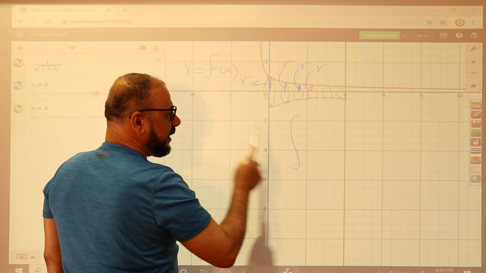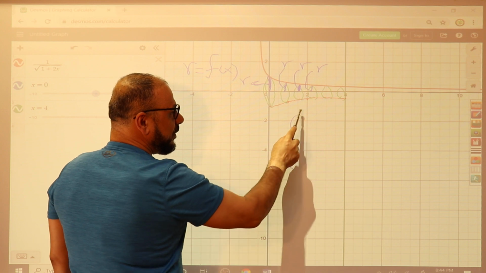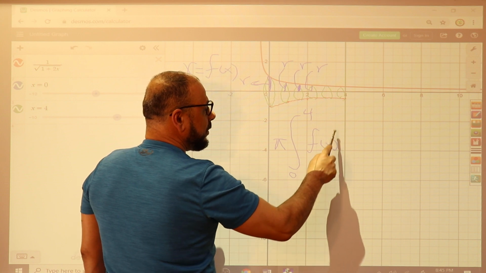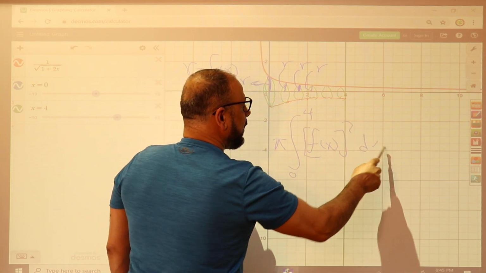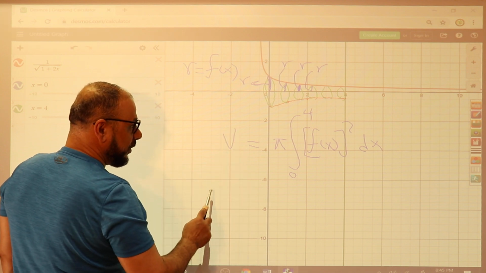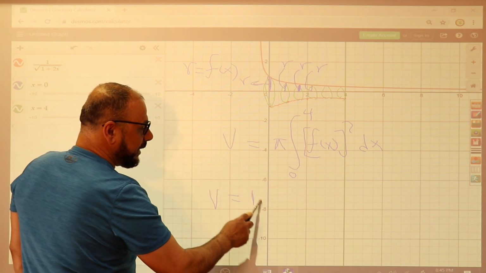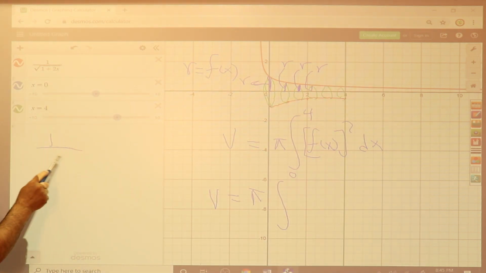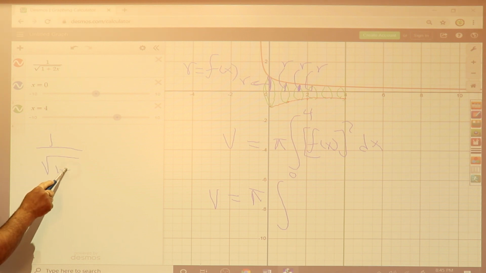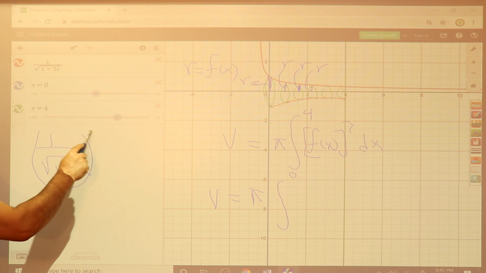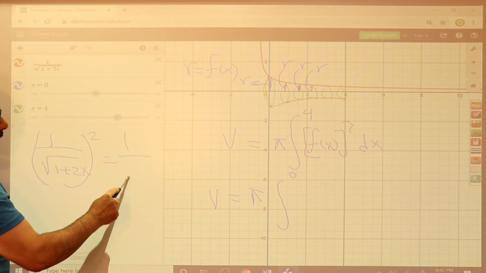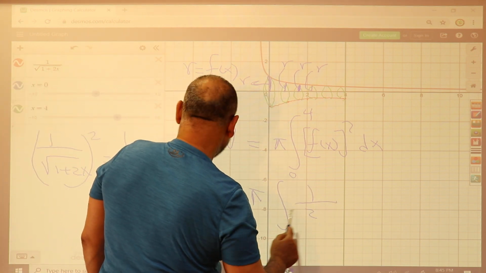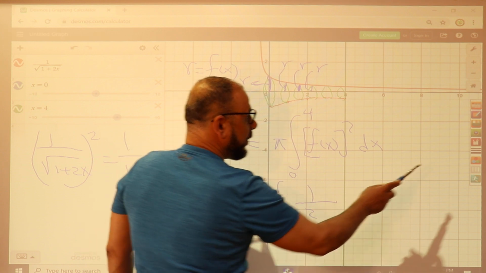Applying the formula, integration from where to where? From 0 to 4, pi f of x squared dx gives you the volume, what you're looking for. Volume equals pi. Now my function is 1 over the square root of 1 plus 2x, and when you square it, it becomes 1 over 1 plus 2x.